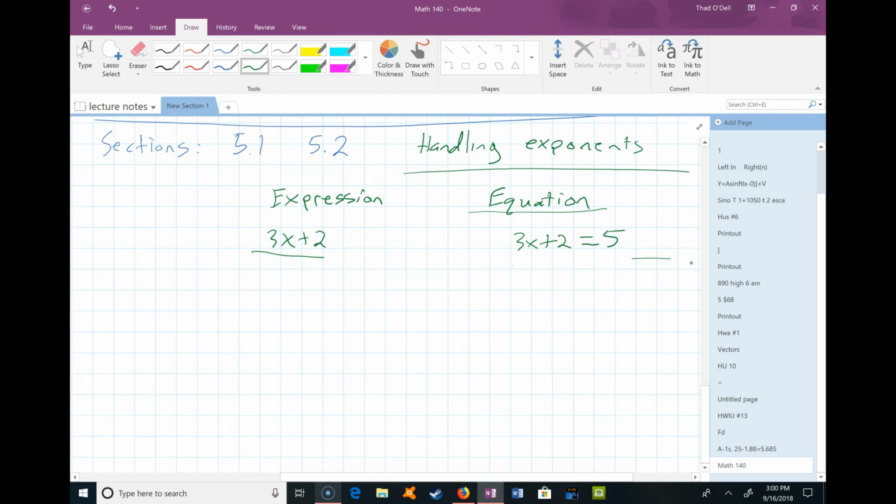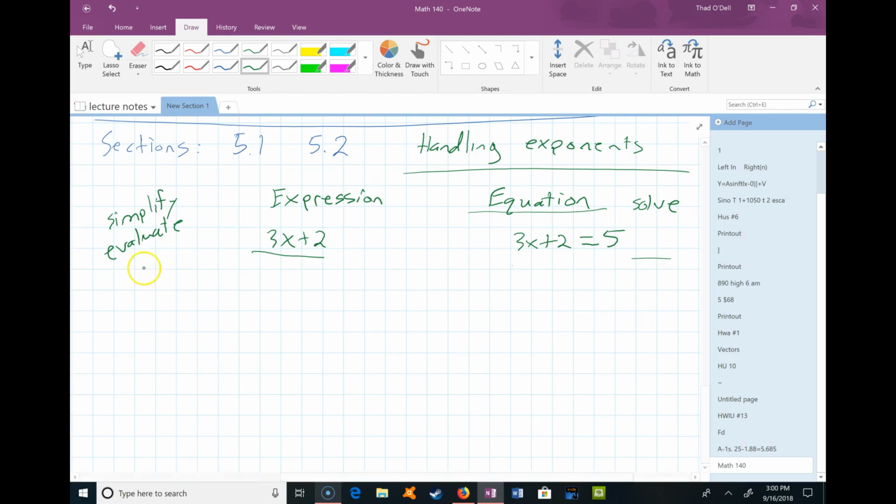Okay, so it's impossible to solve an expression. We can simplify an expression. We can evaluate an expression. So under expressions, we can simplify them. We can evaluate. But we cannot solve. We can only solve equations. I mean, we can solve problems. We can solve other things. But in these two possibilities, an expression we can simplify and evaluate, and we can solve an equation.